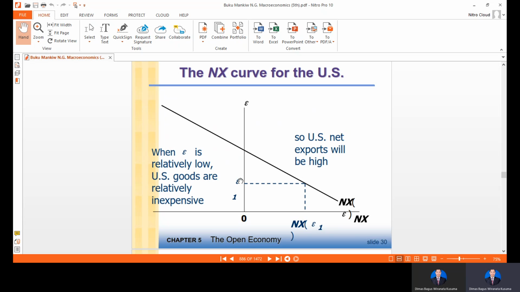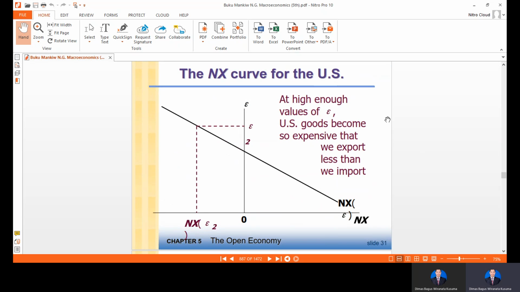Yeah, negatively sloped. And when the real exchange rate is relatively low, US goods are relatively inexpensive, which means that the price of goods in the US is cheaper compared to other countries. So US net export will be high. So if, for example, the rate decreases here, the net export will be higher, and the other way around. If the real exchange rate increases, it will reduce the net export.